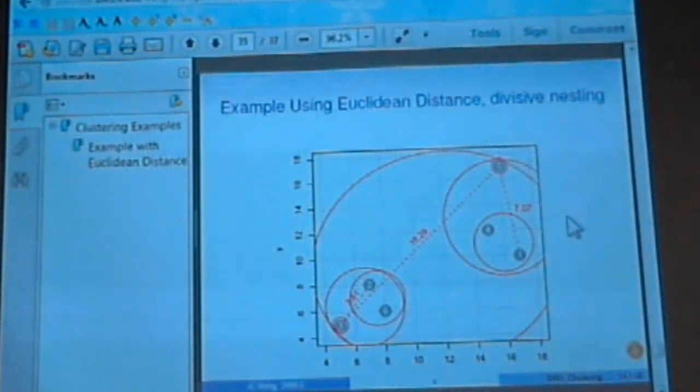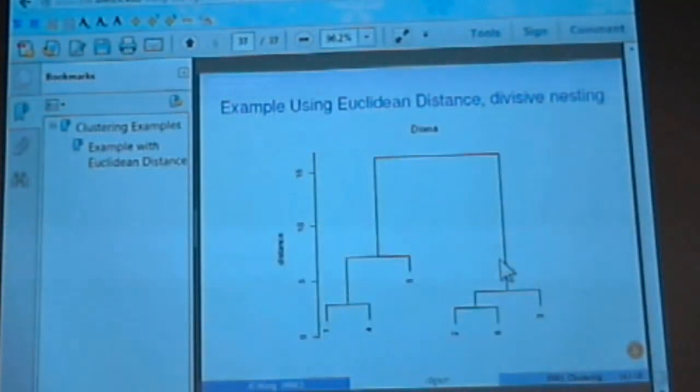And finally, of course, it's very easy with two objects within one cluster: simply divisive. So finally, down to that. All these distances I put down will be recorded in the dendrogram. So we produce a dendrogram like this.